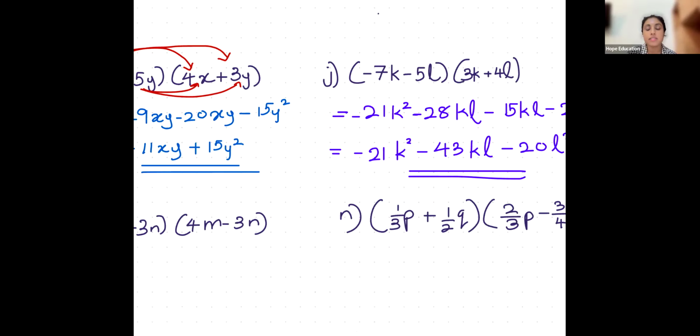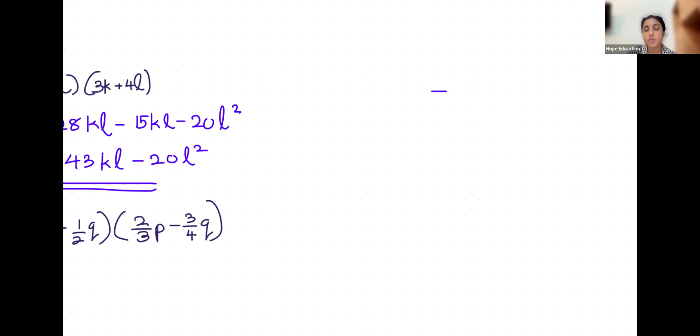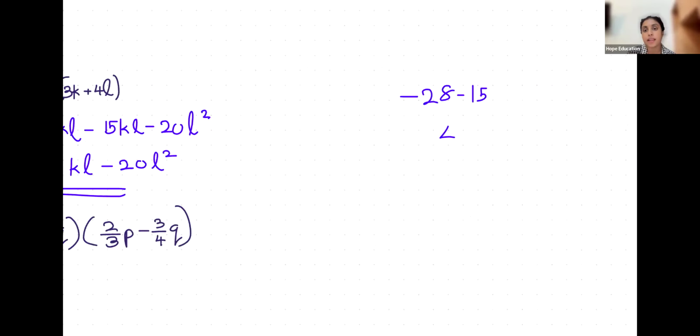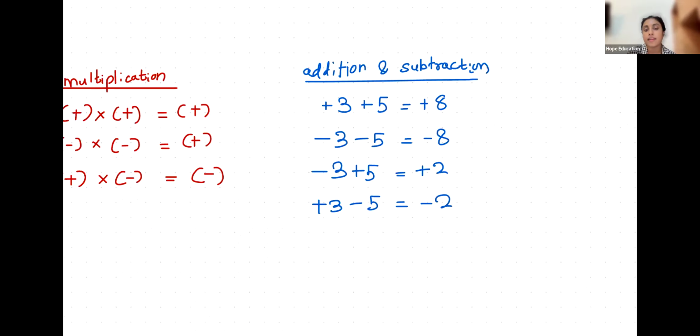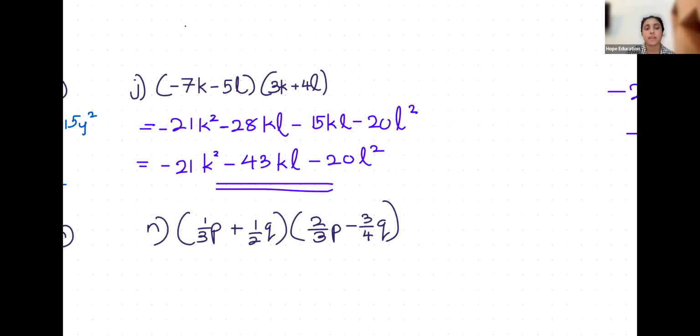If the same sign comes here, this is minus 28 and minus 15, right? Minus 28 minus 15, now they are both the same sign. What do we do there? We add the two numbers. 28 plus 15 is 43. Add the two numbers, and since both have minus, put minus in the answer. That is what I said here. If it's the same sign, you just add the numbers and put that sign. If it's different signs, you subtract the small number from the big number and you put the sign of the big number. Is it clear, Cindy? Okay. One second.